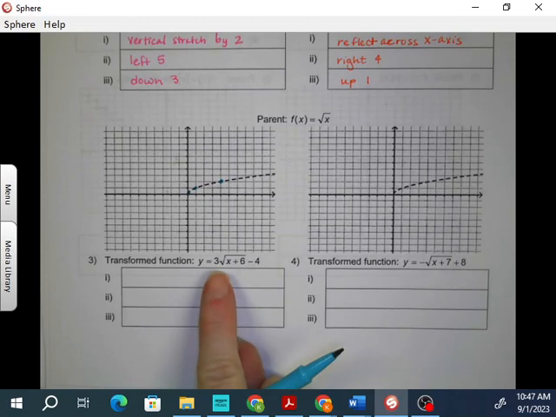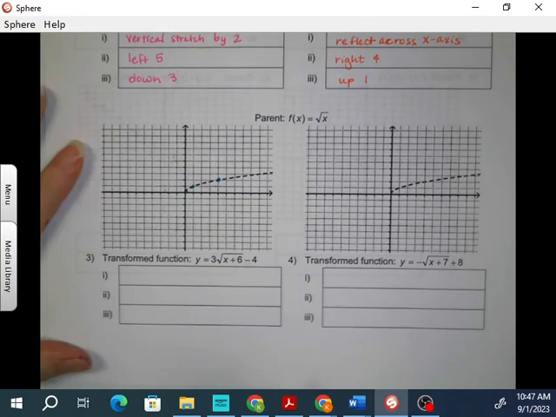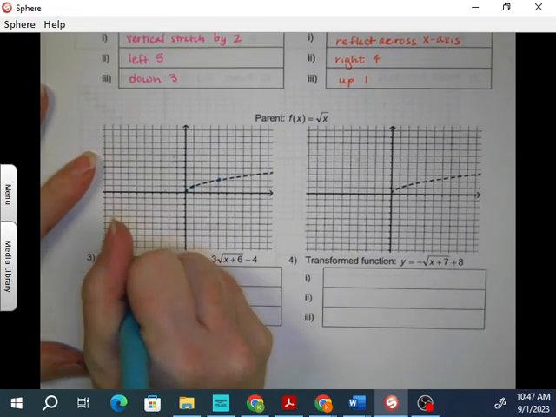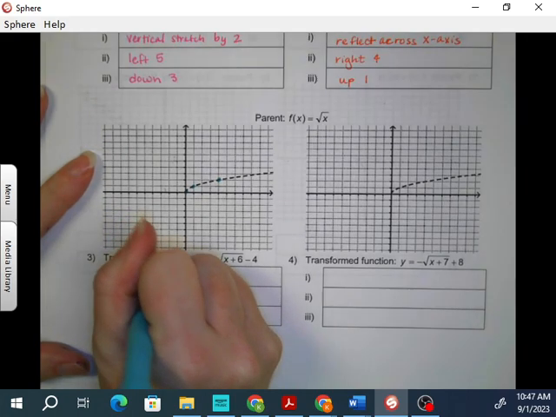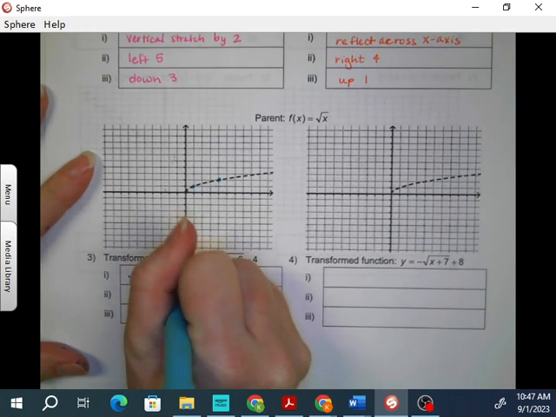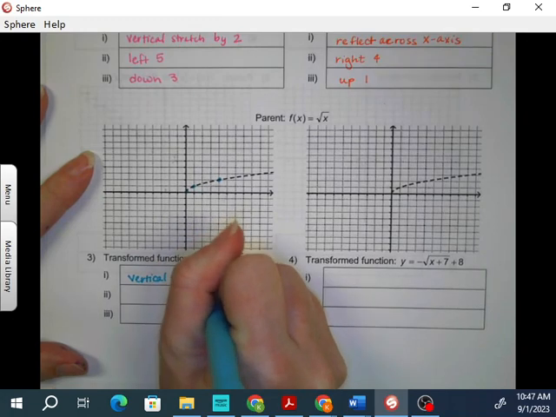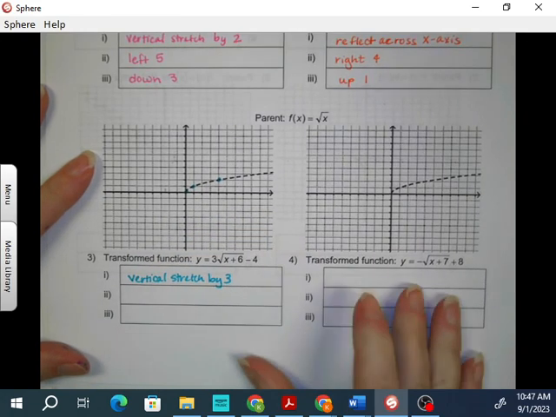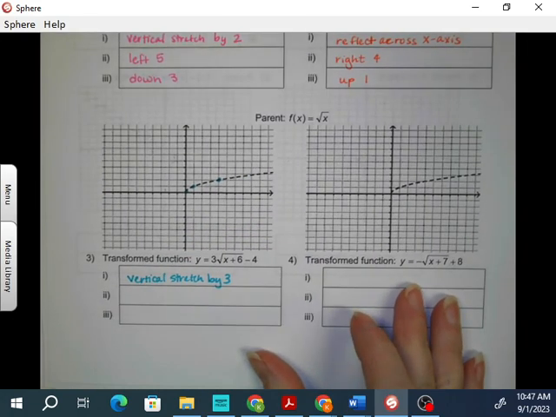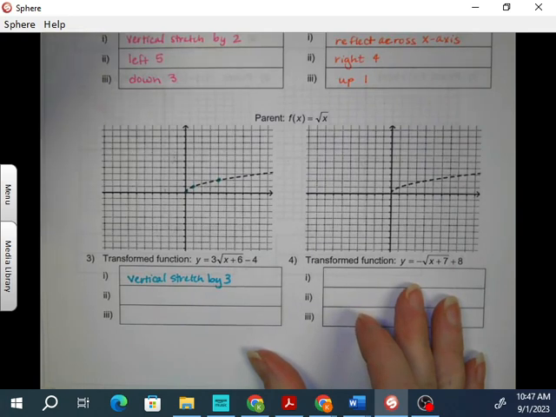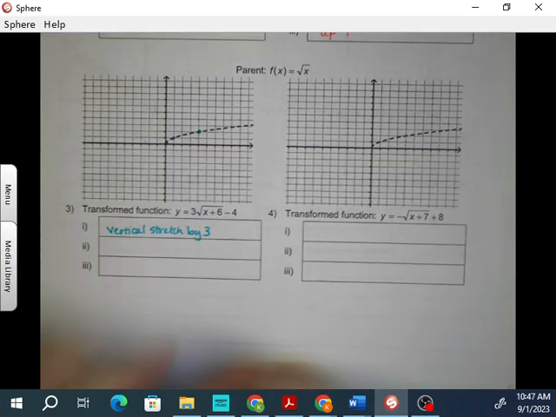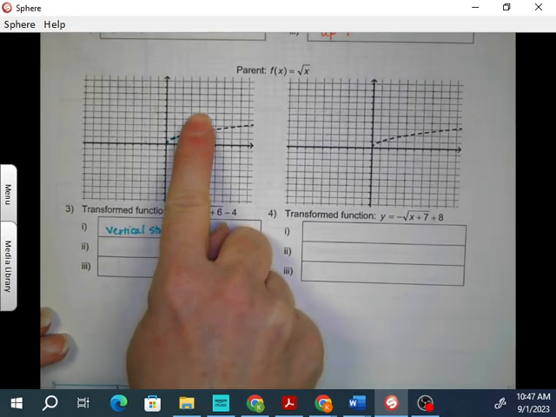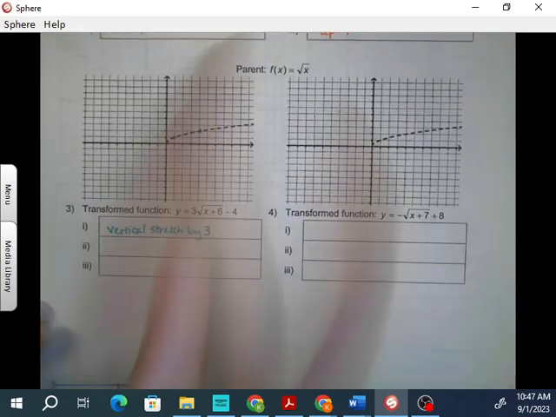So I have 3 changes again. What does the 3 in front do? Stretches it by 3. When something is vertically stretched, it should get closer to the y-axis. And if you think about it, it makes sense, because if I were to pull up on that dot right there, it's going to make the whole thing get closer to the y-axis.